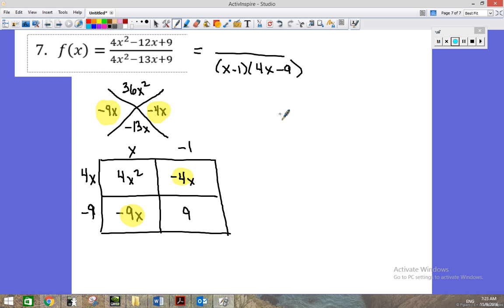Now the numerator is so similar. Let's go ahead and do that now as well.